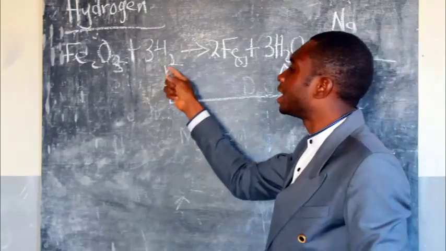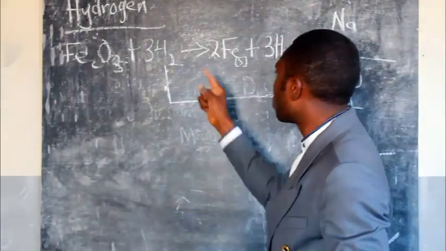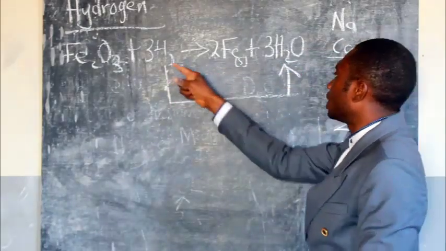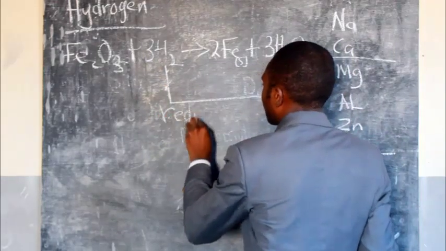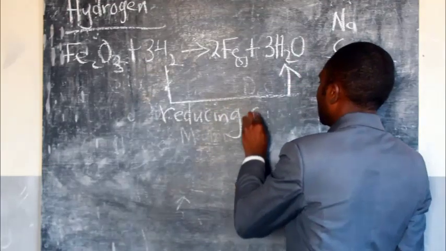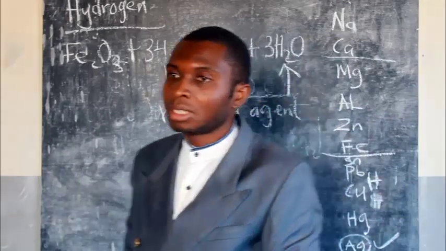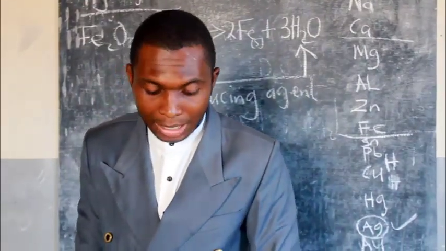So, a reducing agent is always oxidized. Did you see? It will reduce, so it will do its work of reduction, but finally it will be oxidized in itself. So hydrogen acts in this equation. Hydrogen is acting as what? A reducing agent. Alright, that's that for hydrogen.